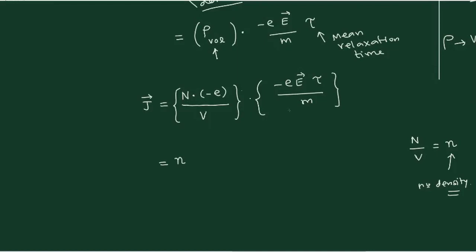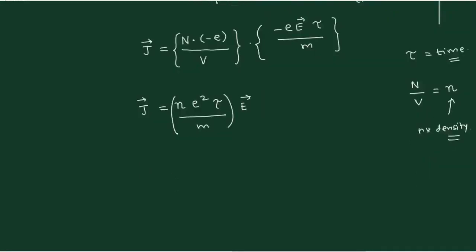Then you have a minus e into minus e. That gives you e square. Then, let us write scalars first. So tau is the time. This is tau that we write only for time here. Relaxation time is the technical name, but ultimately it is the time that you are going to measure in seconds, then divided by the mass. All these things are scalar quantities, and finally you have a vector quantity to match the vector of the left hand side.